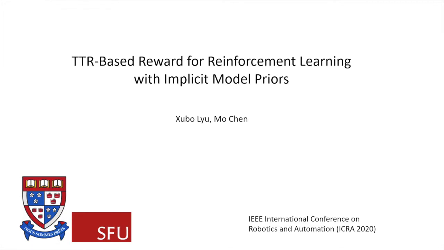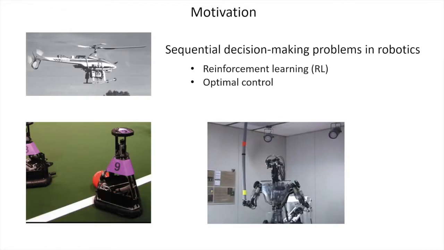This video introduces a TTR-based reward shaping method for reinforcement learning with implicit model priors. Sequential decision-making is a fundamental problem in robotics. Reinforcement learning and optimal control are two main methods to solve such problems.